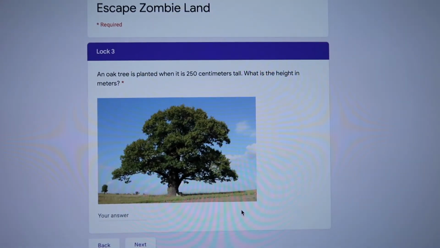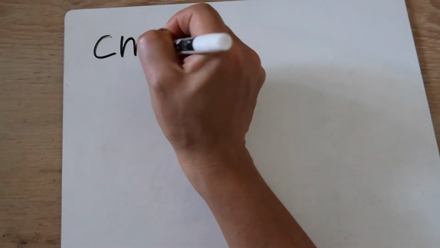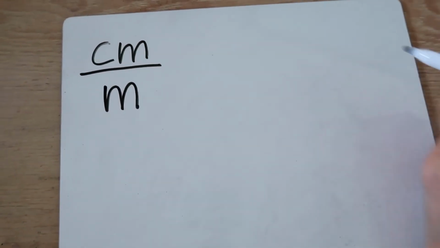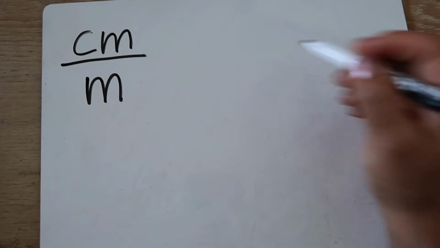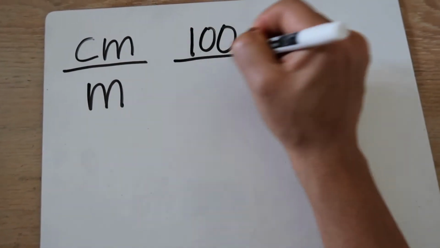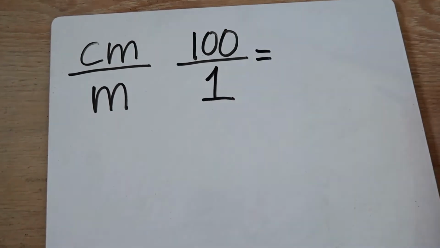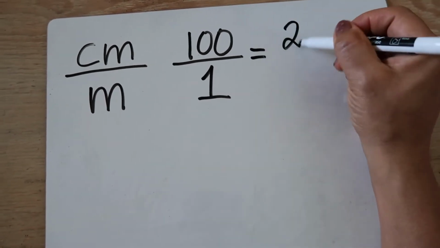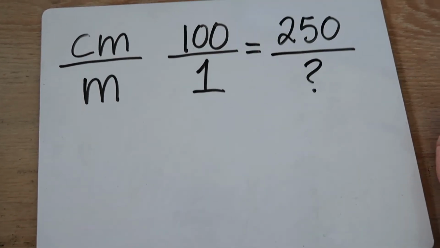Problem 3. An oak tree is planted when it is 250 centimeters tall. What is the height in meters? So we are comparing centimeters and meters. We'll have to look in our chart, and we find that 1 meter equals 100 centimeters. It's under length. So we write it down, 100 centimeters in the numerator over 1 meter. Then what information is given is 250 centimeters.